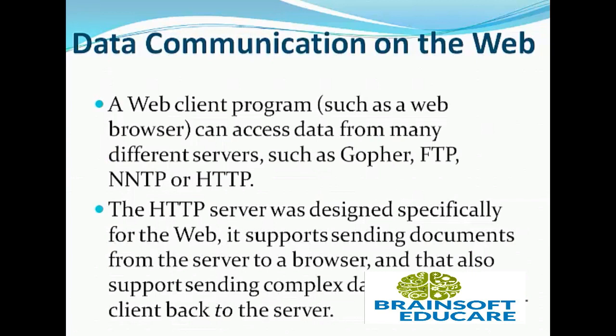Now we see the data communication on the web and CGI. First point: a web client program such as a web browser can access data from many different servers such as Gopher, FTP, NNTP or HTTP. The HTTP server was designed specially for the web. It supports sending documents from the server to a browser, and it can also support sending complex data from the client back to the server.